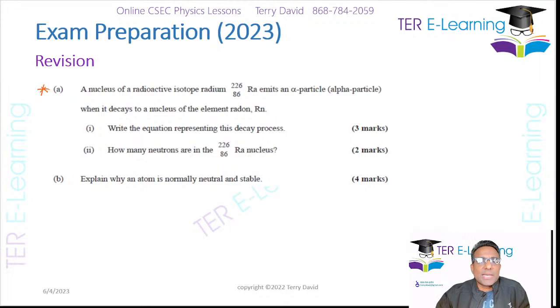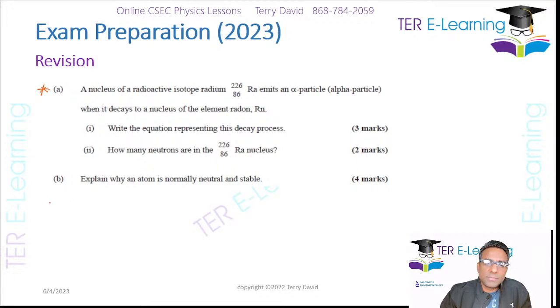All right, let's see what's happening here. So we have a nucleus of a radioactive isotope, radium-226. It emits an alpha particle when it decays to a nucleus of radon, which is Rn. Write an equation representing this decay.